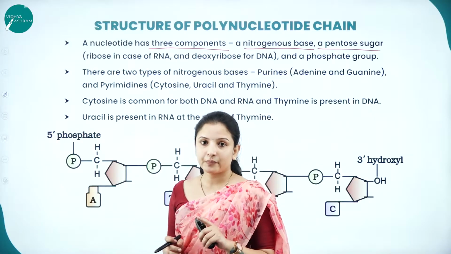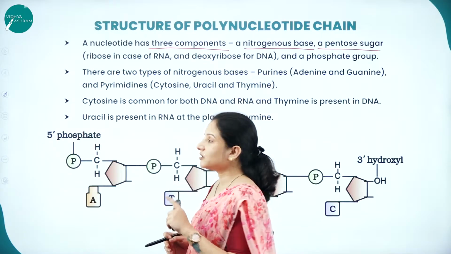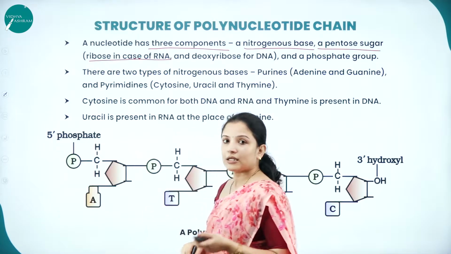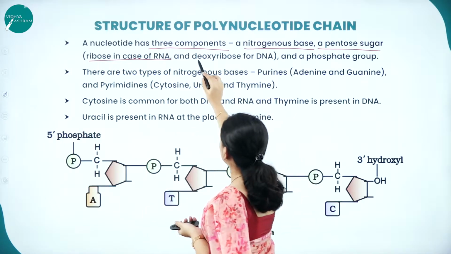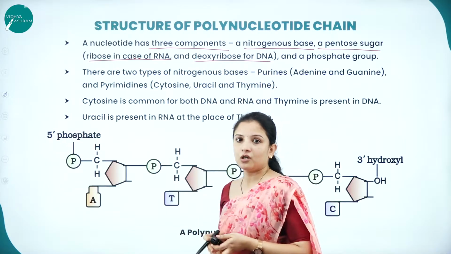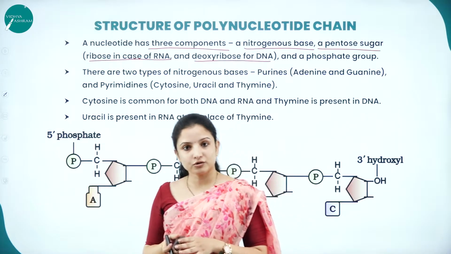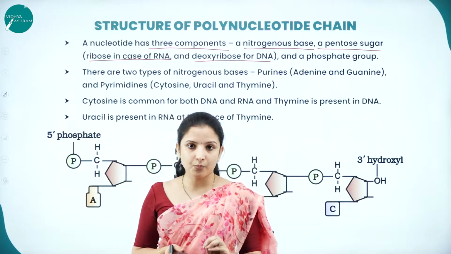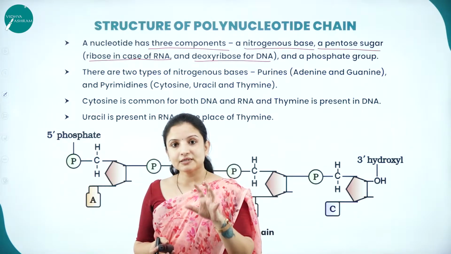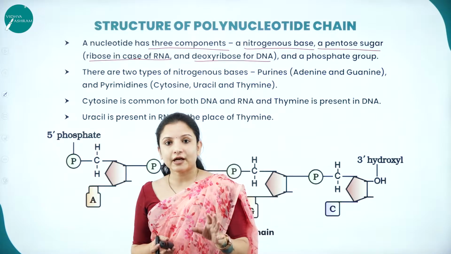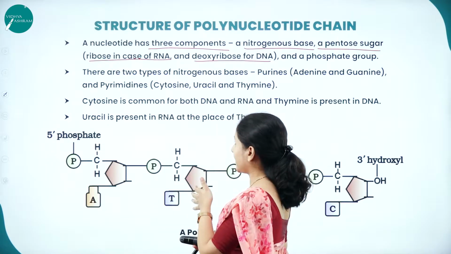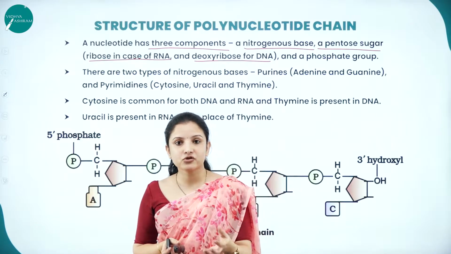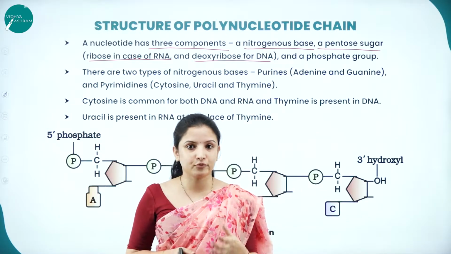So, it is made up of a pentose sugar, but if it is RNA, it is made up of a ribose sugar, and if it is DNA, it is made up of a deoxyribose sugar. Both RNA and DNA are made up of pentose sugar, that is a 5 carbon compound, but if it is RNA, it is made up of a type of pentose sugar called ribose sugar, and if it is DNA, it is made up of a kind of pentose sugar called deoxyribose sugar.